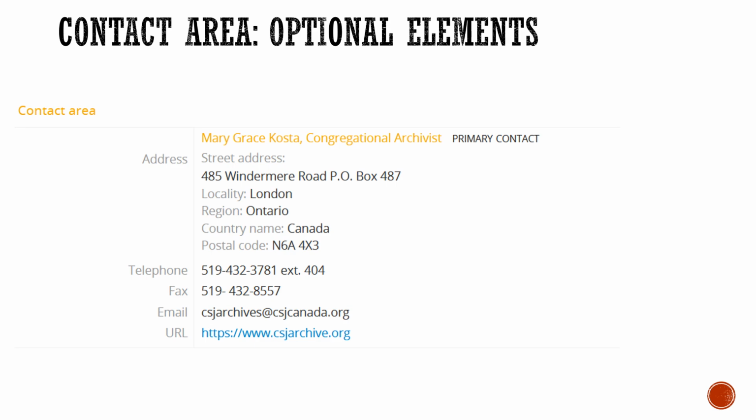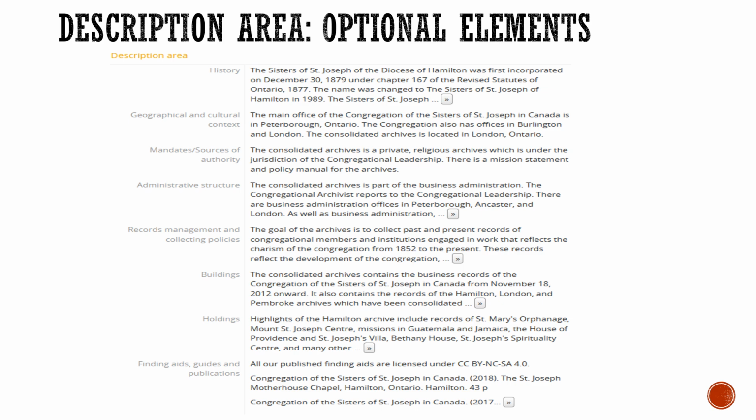All other elements in the contact area are optional. These include telephone, fax, and email. And there's an example on the screen. All elements in the description area are optional. These include history, geographical and cultural context, mandates, sources of authority, administrative structure, records management and collecting policies, buildings, holdings, finding aids, guides, and publications. And there's a detailed example on the screen.